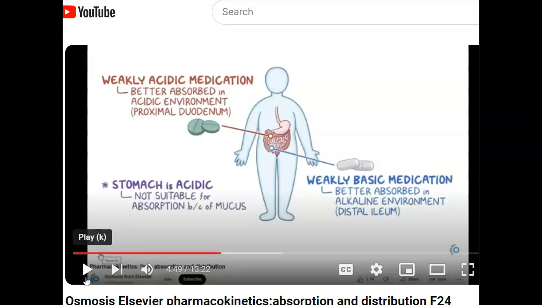Pausing that right there, please take note of these 3 concepts. The stomach is acidic, but it's not always suitable for absorption because of its increased, thick mucus production.